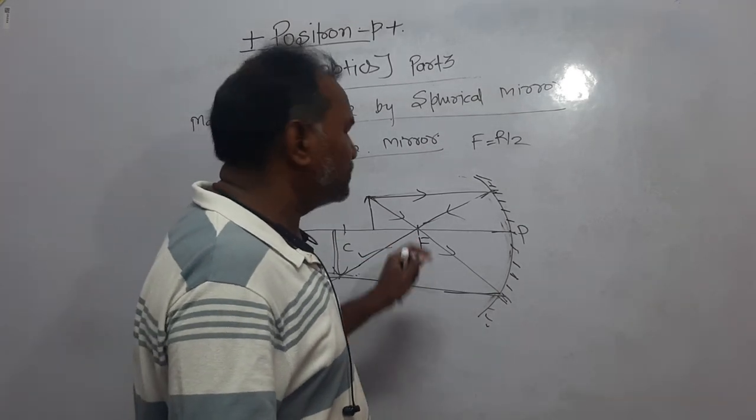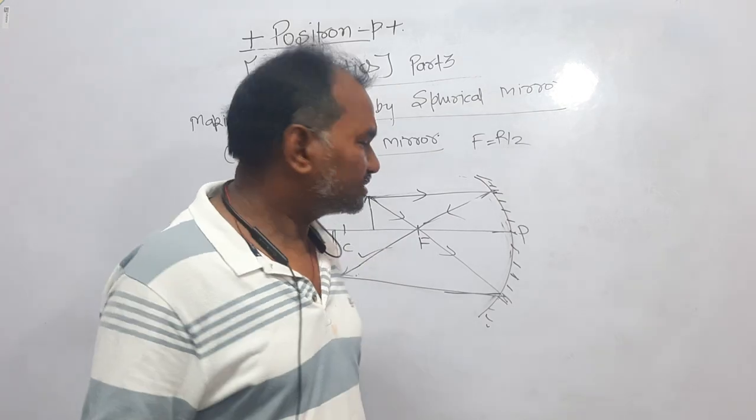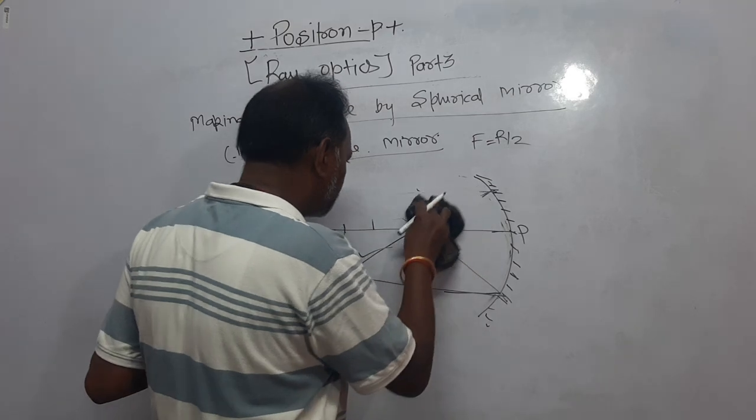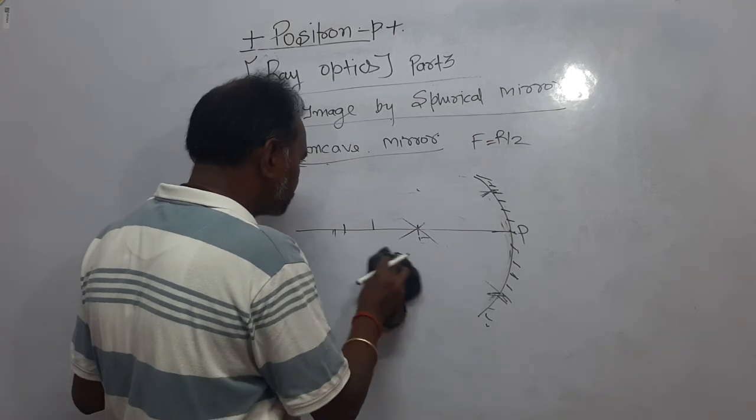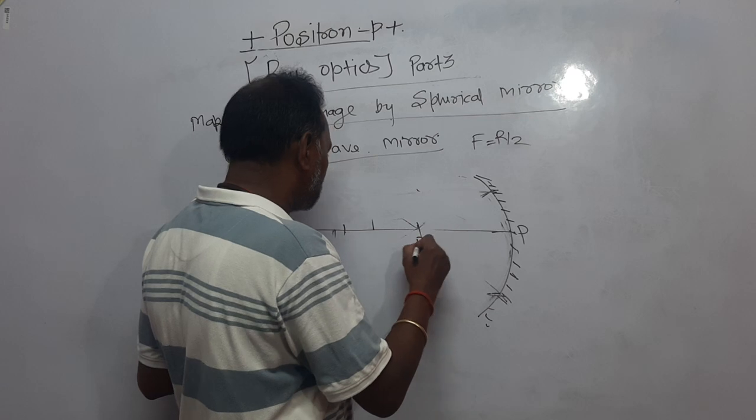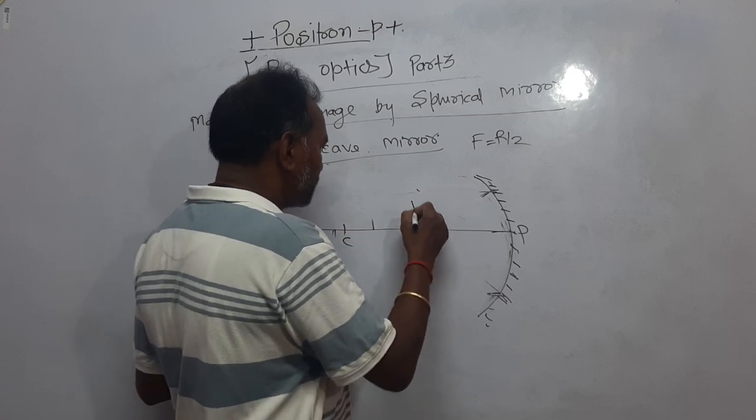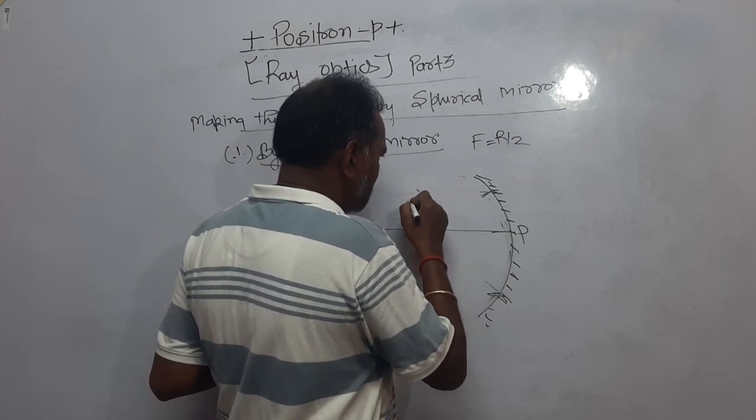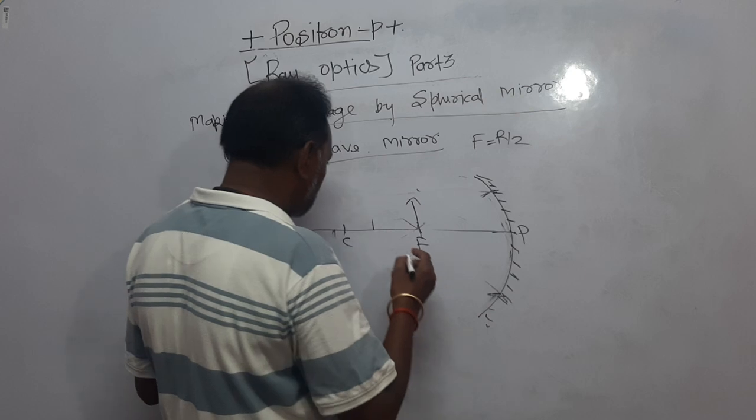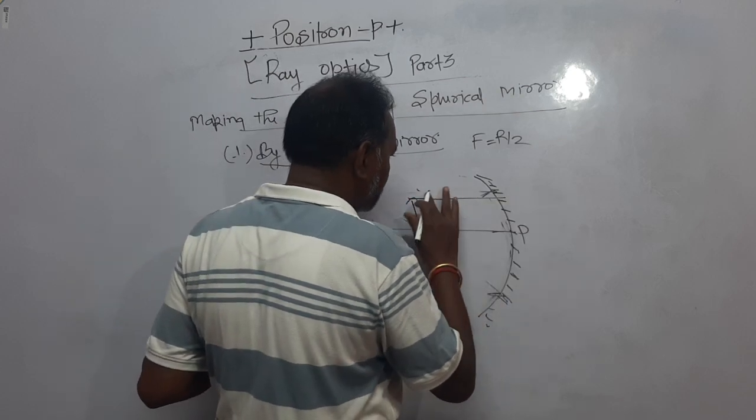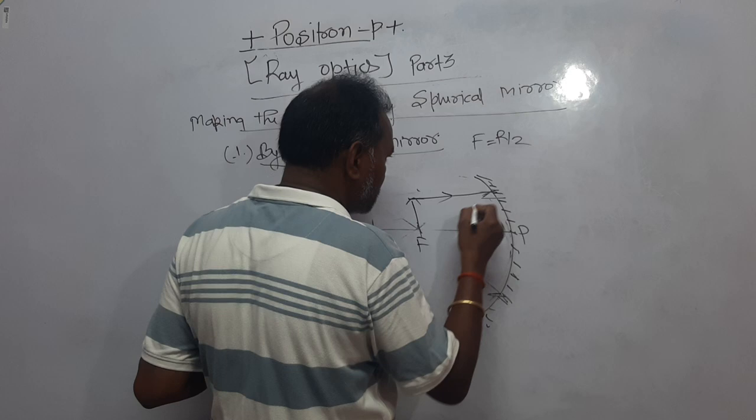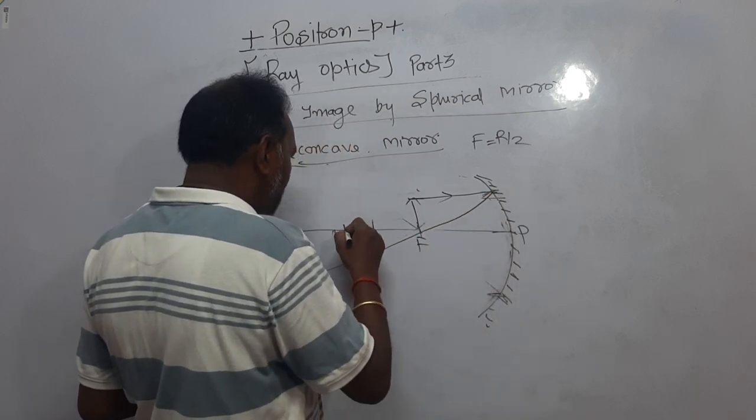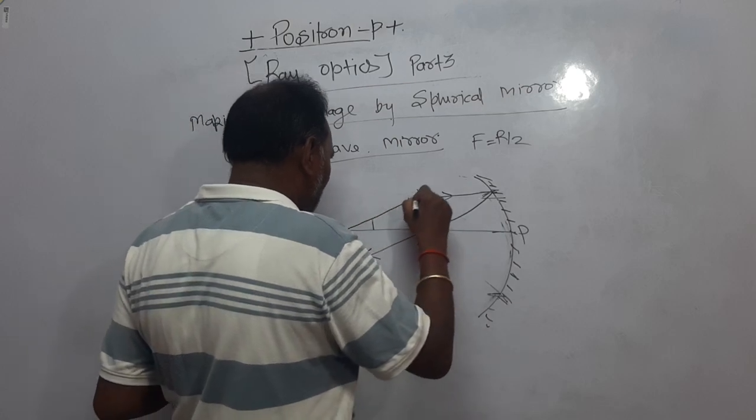Next case, undoubtedly, will be when the object is kept at the focus. In that case, image will be made at infinity. How? This is your focus. This is your center of curvature. Let the object be kept like this. In this case, what happens, dear students? A ray parallel to the optical axis you can consider like this. After the reflection from the mirror, it will pass through the focus. Same, a ray passing through the center of curvature you can take like this.